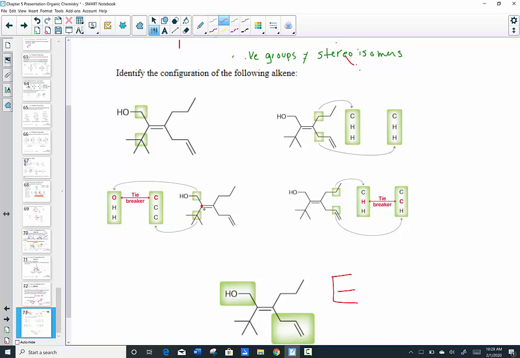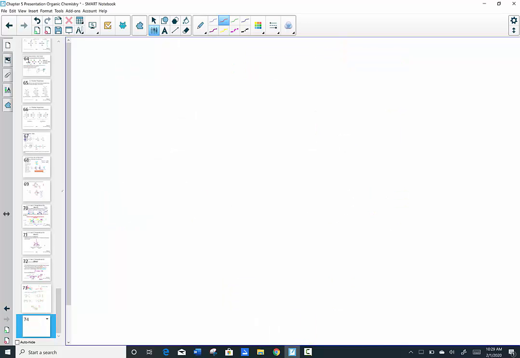Examine the first carbon in the double bond. The priority lies to the top. Examine the second carbon in the double bond. Its priority lies to the bottom. The opposite sides is the E configuration. And you'll have some practice with E versus Z, the same side or the opposite sides of the pi bond. And you have made it through your Stereochemistry, Chapter 5. Good luck with your homework, and I'm here to support you.